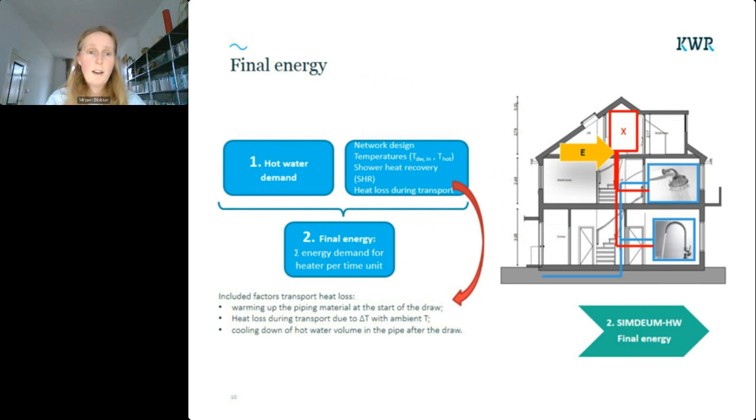Then to determine the final energy, we also need to take into account losses. For example, the heating of the pipe, heat loss during transport, and also cooling down of the hot water that is still in the pipe during that stagnant period. And there are also losses in the heater itself, because it needs to keep its temperature at a certain value.